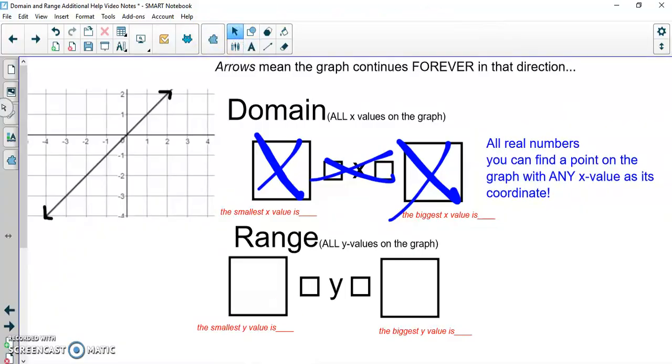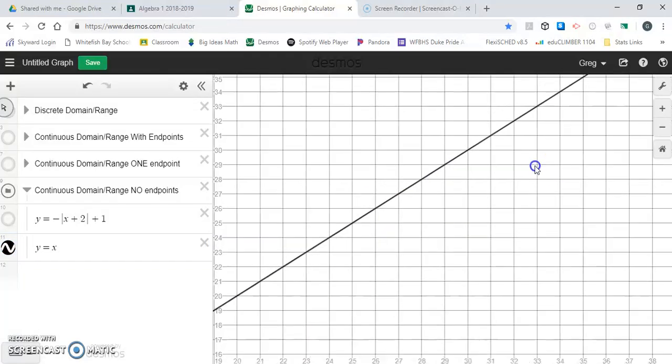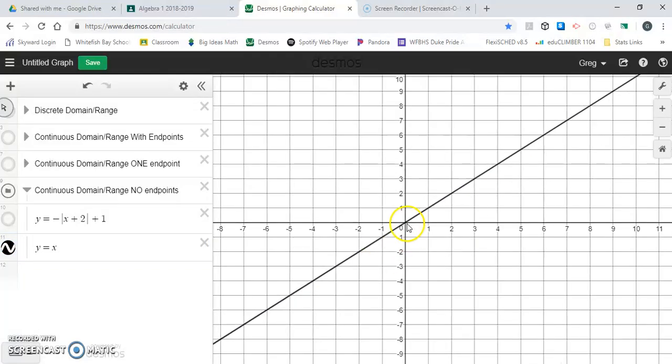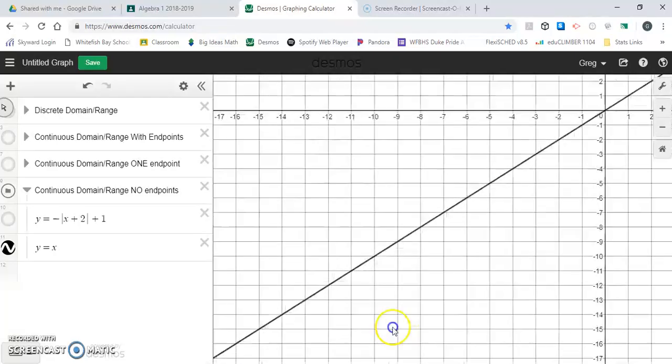Now when we do the range, the same thing's going to happen. What's the lowest and the biggest y value? We're actually not going to be able to find either of them because of the arrows again. So if I try to find, okay, here's where it starts over here at 0, 0. What's the smallest y value? Well, these y values are just getting smaller and smaller, right? Like right here, the y value is -2.95. They're just going to keep getting smaller and smaller. So I can't find the smallest y value.